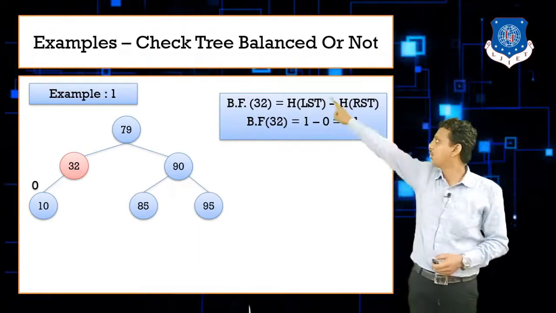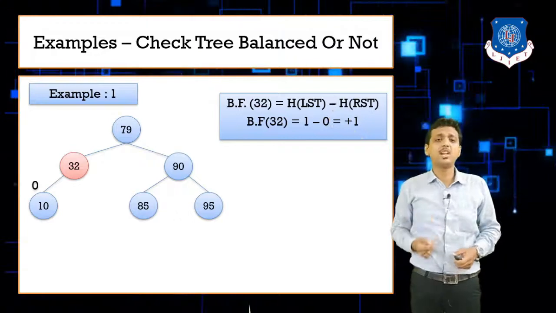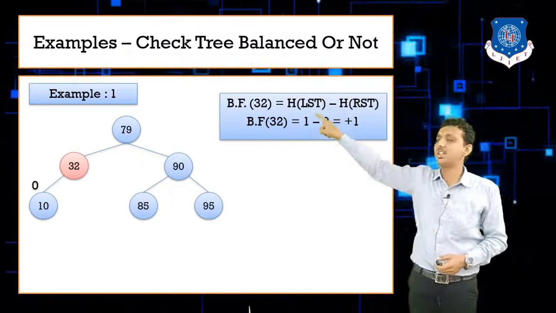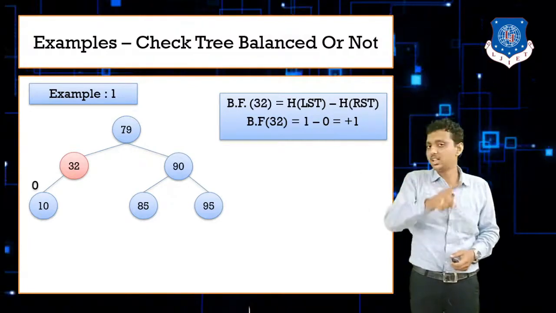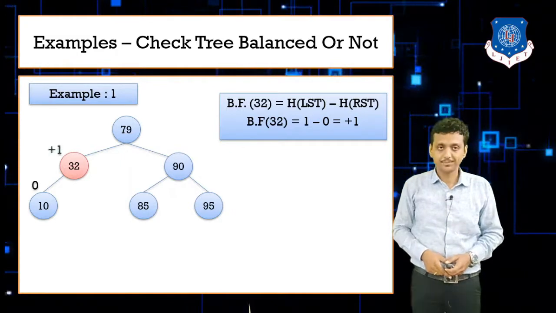That's why the formula is given over there. If you want to find the balancing factor for node 32, it must be the height of LST, that is 1, minus the height of RST, that is 0. So 1 minus 0 becomes plus 1.